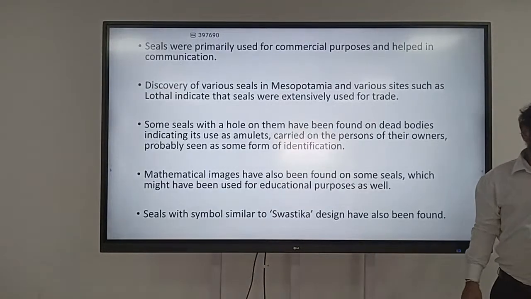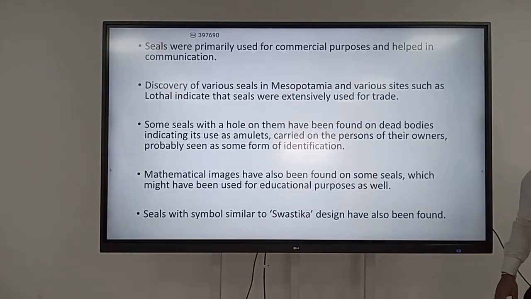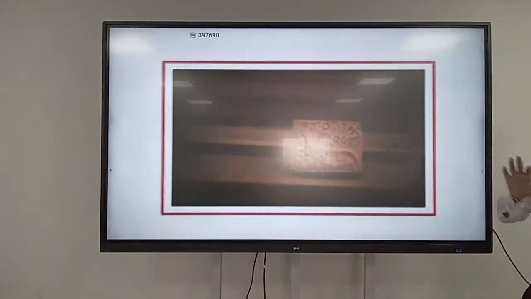See, this is an example of Harappan seals.